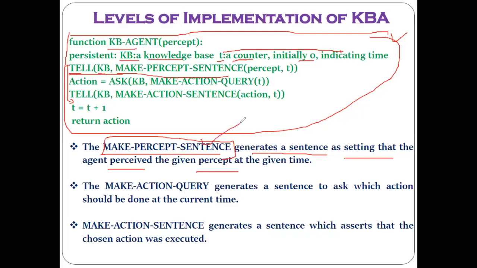Understood the first one? Yes, sir. Tell the agent what he has perceived from the environment at a certain given time. Second, action, that is the ask. In the ask: KB, comma, make action query.